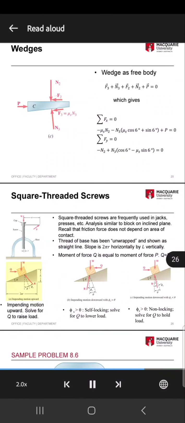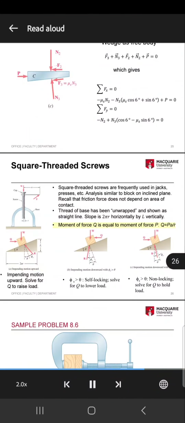Square threaded screws. A block is positioned on an inclined plane. Force Q is applied to the block. The weight force W is shown. The reaction from the plane R acts on the left. Moment of force Q equals moment of force P. Q equals R.